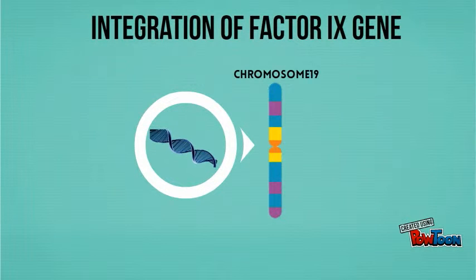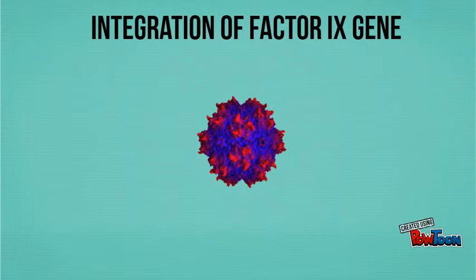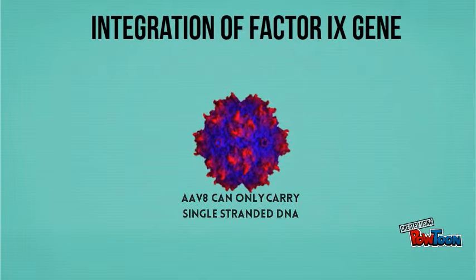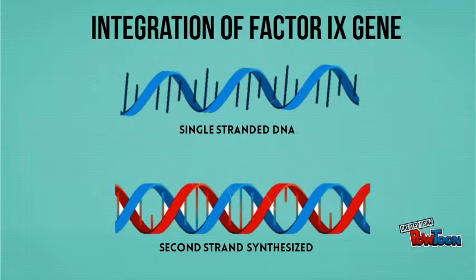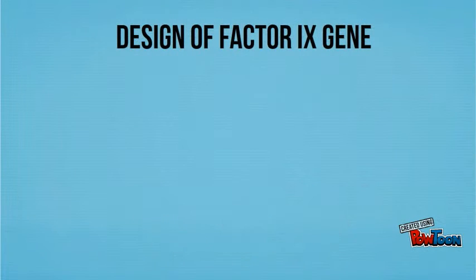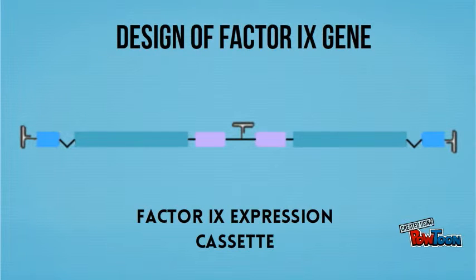However, the gene must be double-stranded before it is inserted into chromosome 19. Adeno-associated viruses only carry single-stranded DNA, and so a second strand has to be synthesized for the factor IX gene before it can be read by the liver cell. To combat this problem, researchers have created a factor IX expression cassette that allows the gene to become double-stranded without the use of additional helper viruses.